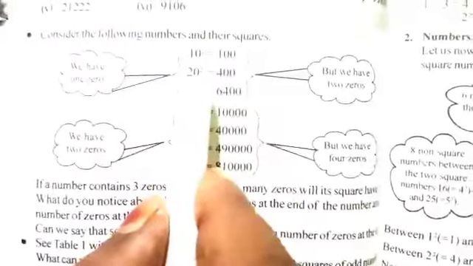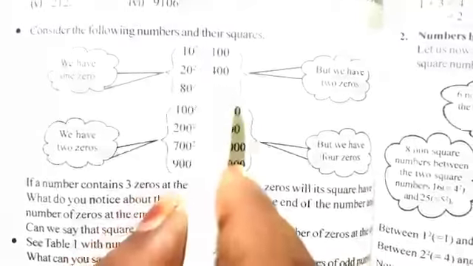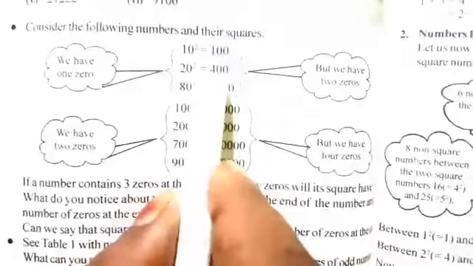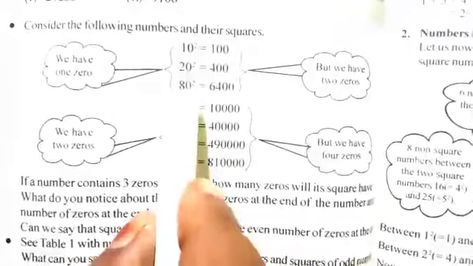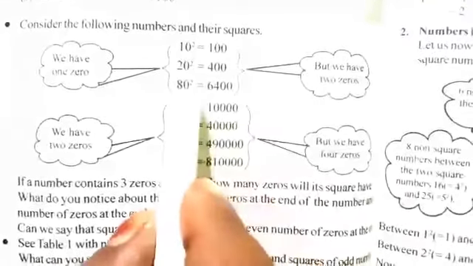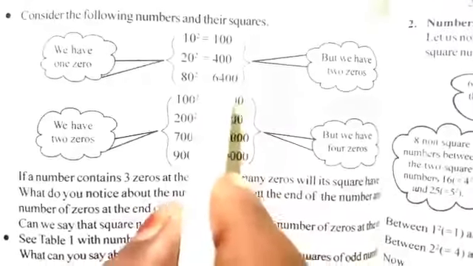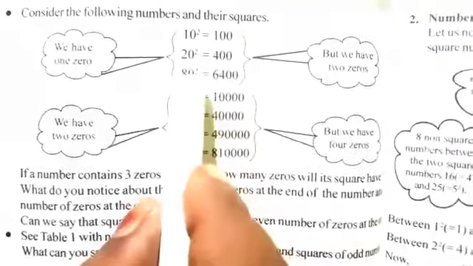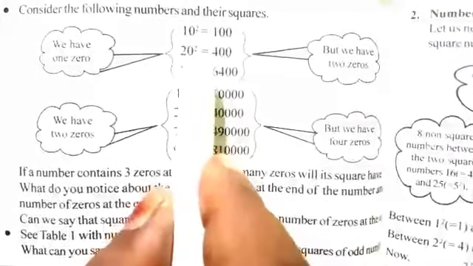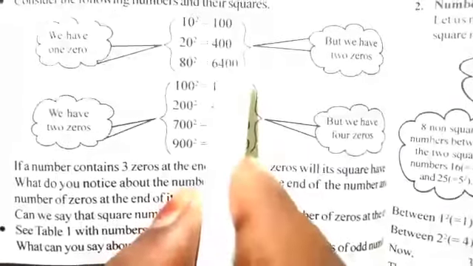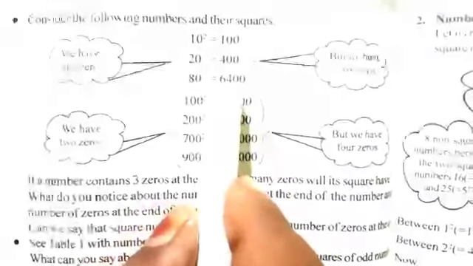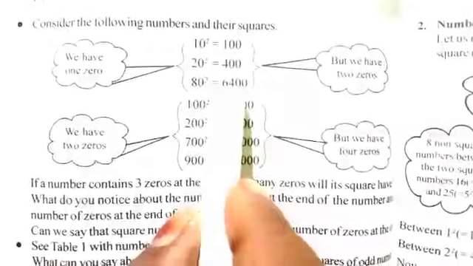Here 10 square is 100. Only 1 and 0 is there, so we have to put double 0 here. 1 ones are 1. Same like that, 20 square: double 0 we should write here, 2 twos are 4 we should write. 80 square: double 0 we should write, 8 eights are 64 we should write. When we have 10 square, we have to put double 0 here. Then that number we have to multiply 2 times, we should write here.